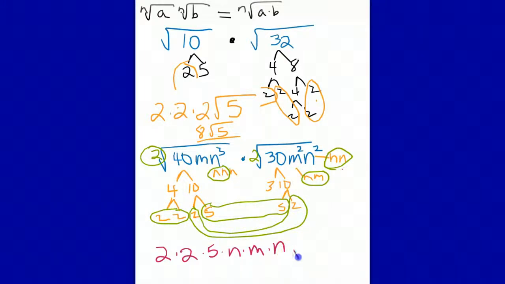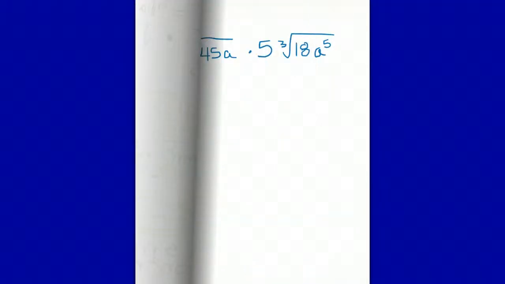So I'm going to put a square root. And I still have an N, so that's still stuck underneath there. I've got a 3. And is that it? That's it. So I should have 2 times 2 times 5. That's 20. And then I have 2 n's, so that would be n squared. I have an m, as in Mary. And then inside I still have a 3n. And I'm done. So that's how you do it. Okay, what do we got left?